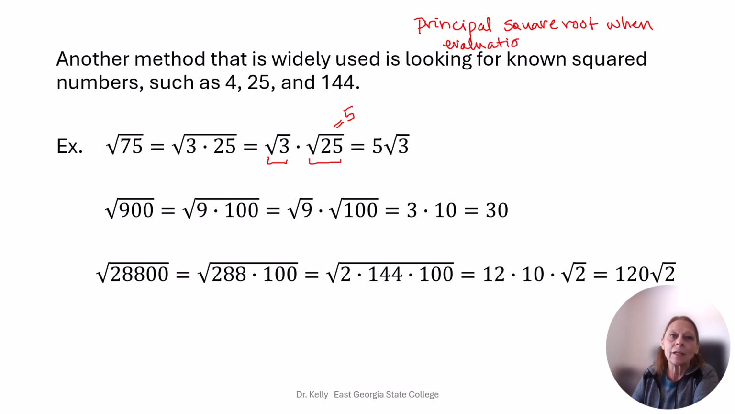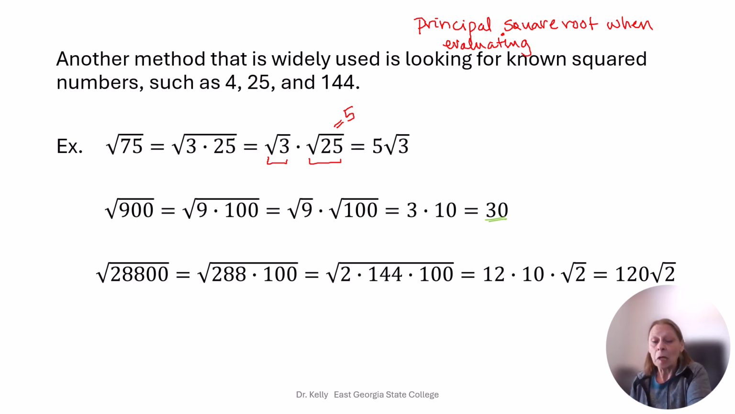If we didn't decide that we were going to use the principal square root when evaluating, it would be very difficult, because we would always have 2 answers, and that's not really the case. Okay, now let's look at this square root of 900. That's the square root of 9 times the square root of 100, which is 3 times 10, which gives us 30. That one's nice.